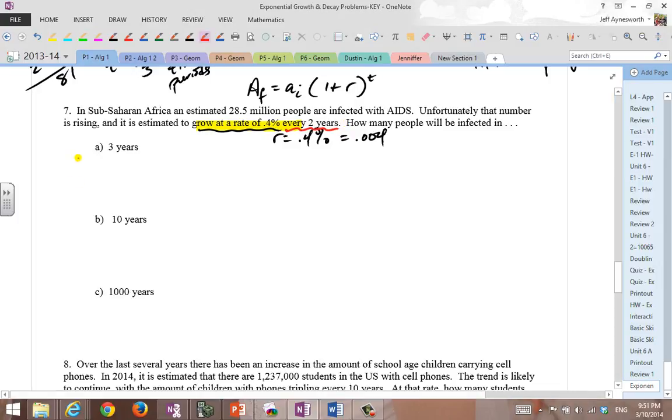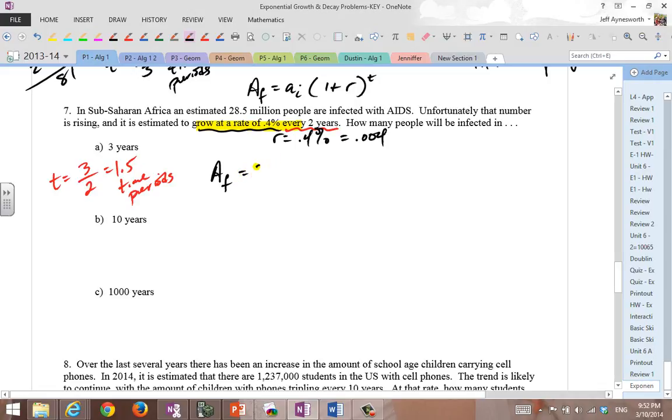Okay, so here, the t value is that I know it grows every 2 years. So after 3 years, the question is how many time periods? Well, it sounds like 1.5 time periods, right? Every 2 years plus another one equals 3. So 3 divided by 2 is 1.5 time periods. I've been doing this every single problem, so get used to this. I do this first before I even solve the problem.